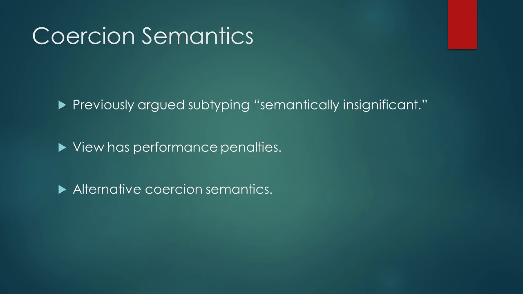Throughout our discussion so far of subtyping, there has been this sort of implicit assumption that subtyping is semantically insignificant. Formally, it doesn't really change the meaning of our programs, and all it does is give us this added flexibility. And so we might as well then use it. All we get is additional functionality. But using subtyping actually has certain performance penalties. And to get around these penalties, we need to use something called coercion semantics.